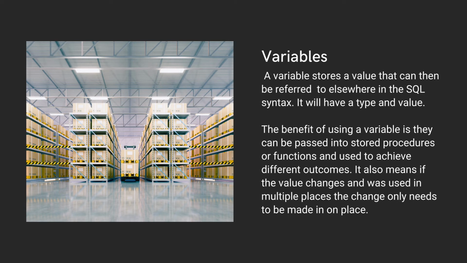Often when you're writing reusable code, you're going to have something called a variable, and a variable stores a value that can then be referred to elsewhere in the SQL statements. It will have a type and a value. The type might be an integer, which is basically a number type, or a varchar, which is basically any characters inside quotation marks. And then it will also have a value. So maybe I've got an integer and I want to select any courses with credits over 15.